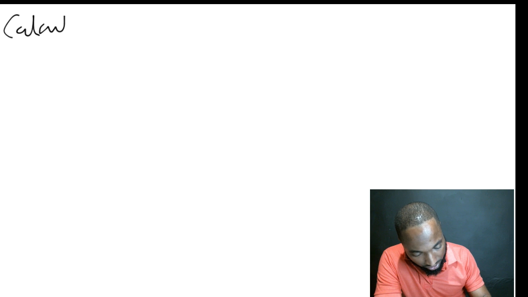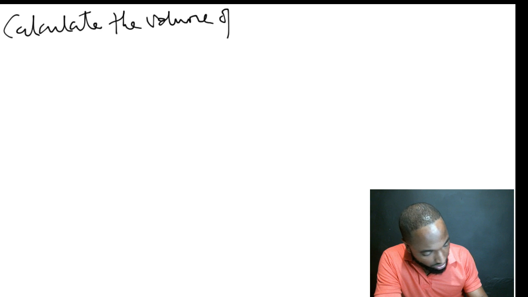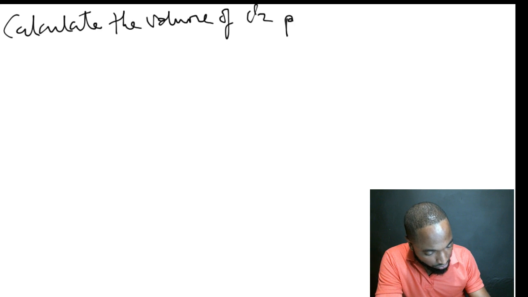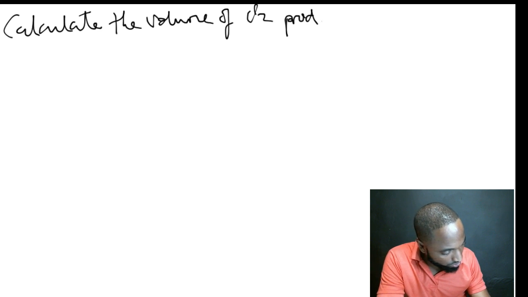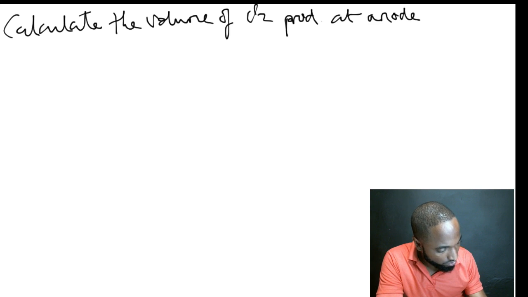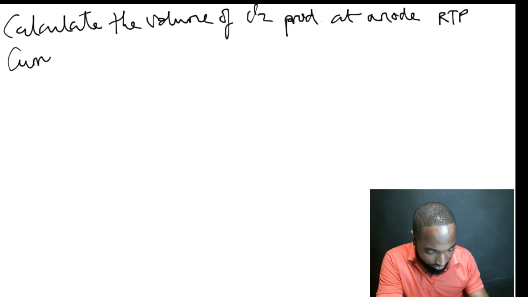Now, how we'll use that in a question, let's just briefly do a question on it. If this question comes, I'll be so happy because I didn't leave it out and it came. So, calculate the volume of oxygen produced at the anode. We'll use RTP here, and the current is 5 amps. They will walk you through this question. If they bring it in question 1, they'll walk you through it.